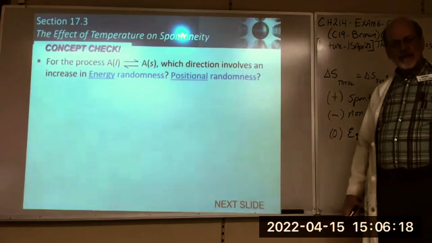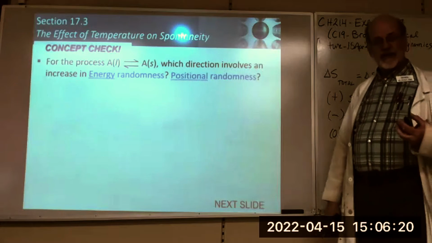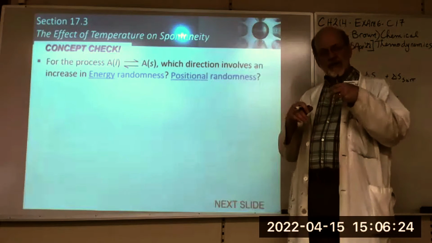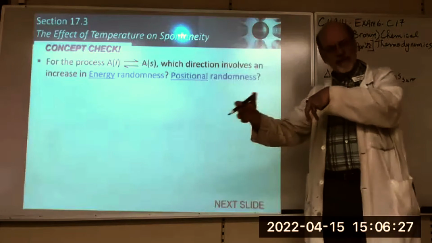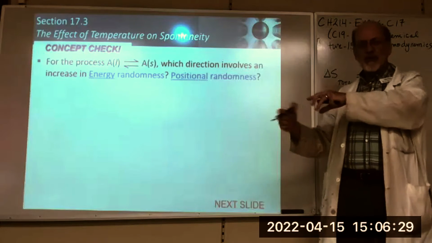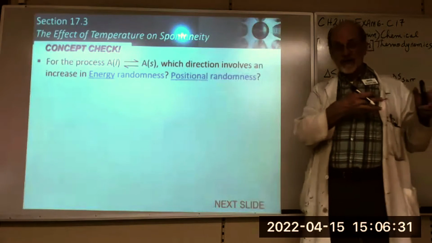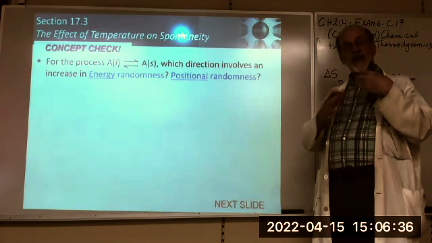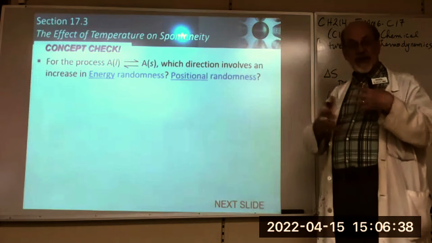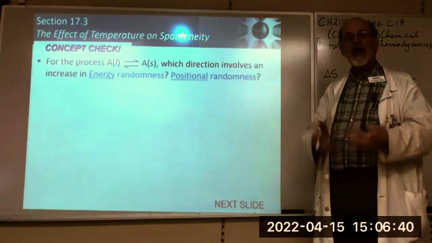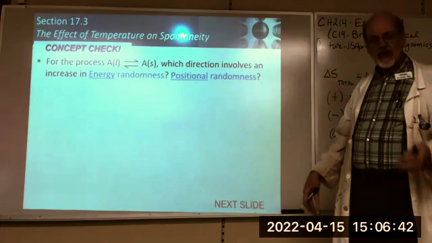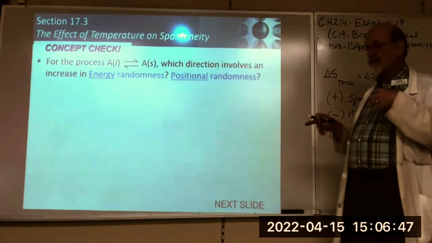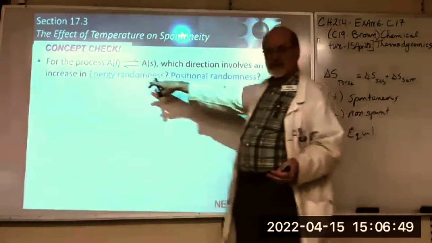Now, we talked about positional randomness, and that's where we started our argument, where we have the gas moving from one bulb into an evacuated bulb. That's positional randomness, because there are a whole lot of different positions that those molecules can occupy, lots of different microstates. But we can also look at entropy in terms of energy randomness.